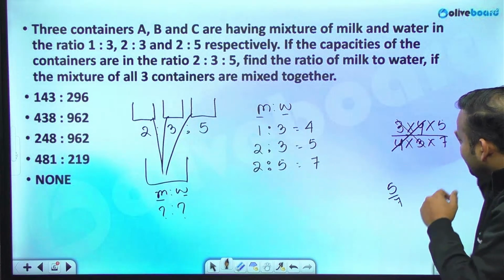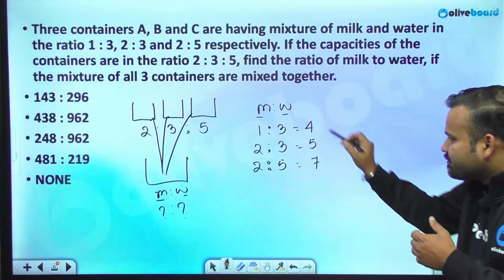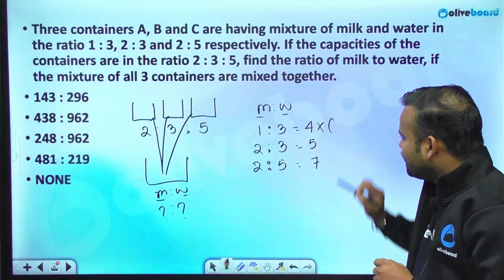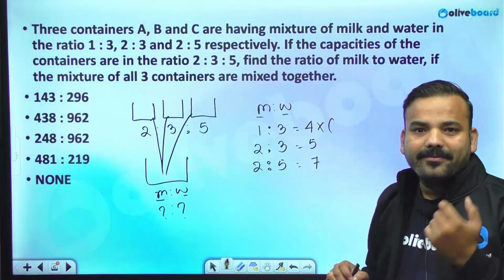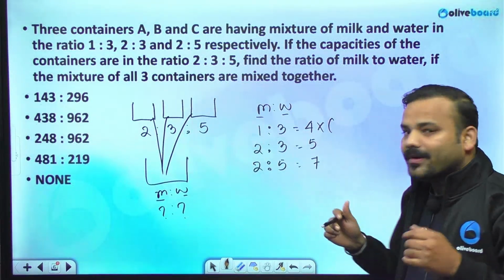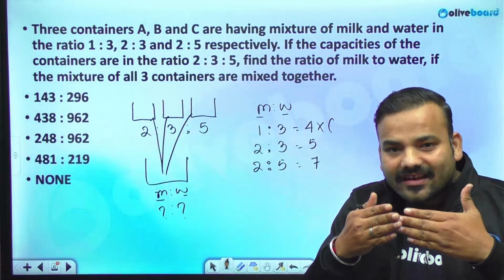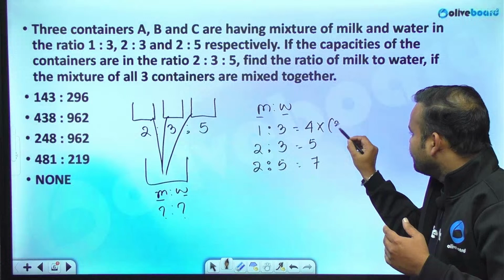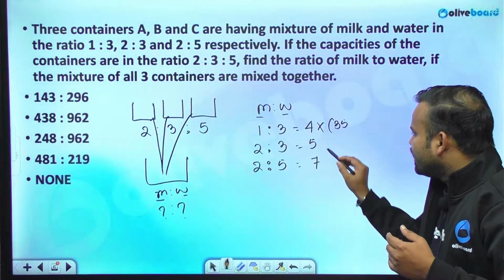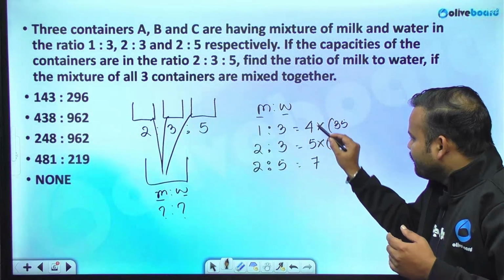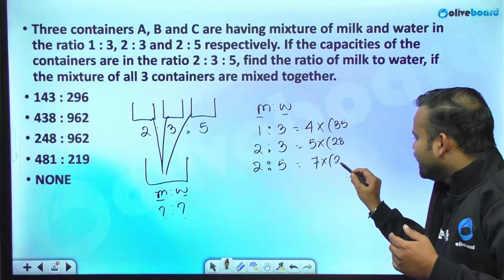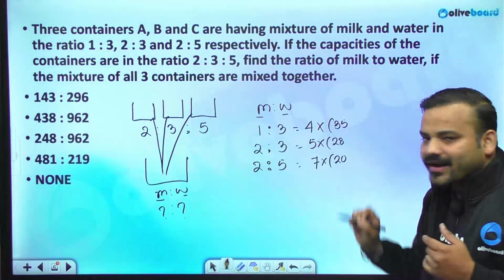So the same concept I am using over here. First make the volume equal. How to make it equal? By taking the multiple. 4, 5 and 7 are co-prime to each other, so the multiple of co-prime numbers is the product itself. So multiply this 4 with 35, and hence we are making it 140. 5 with 28, 140, and 7 with 20, that is 140. So I have made it equal, right?